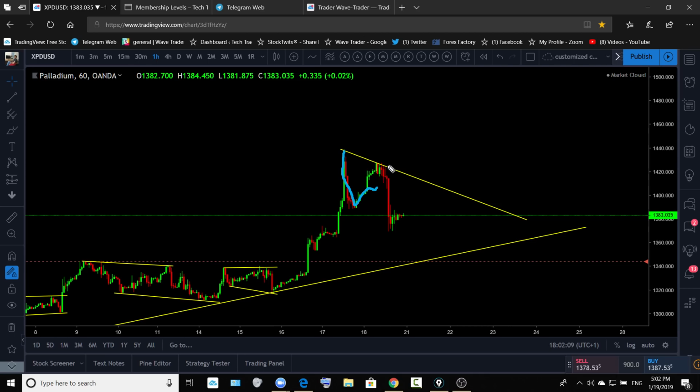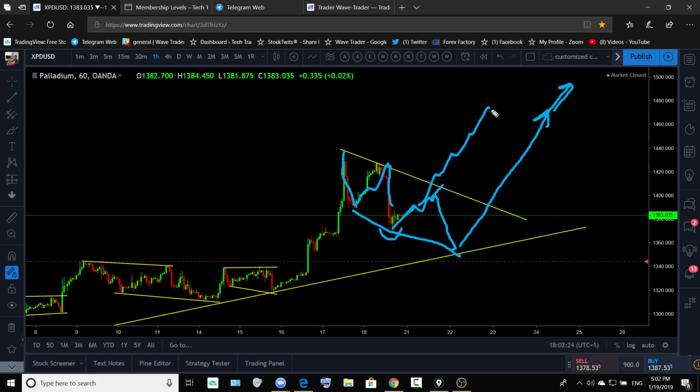So this ABC move, yes, it can do like that. The correction can get bigger like this. If this is going to happen, then look for this trade, up to a $1,500 target. Keep an eye on that bottom and look for this move. Look for it to continue to go higher this week.